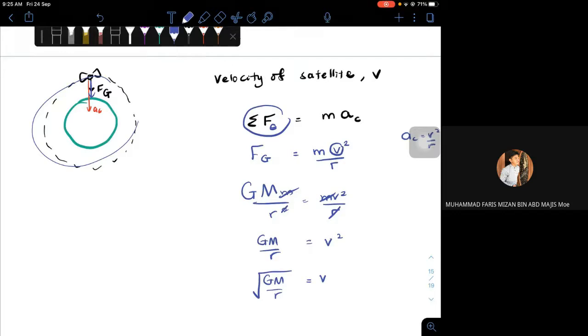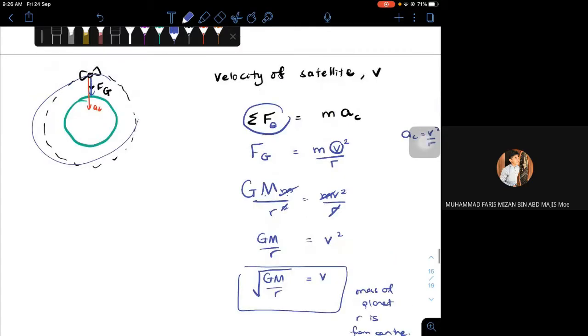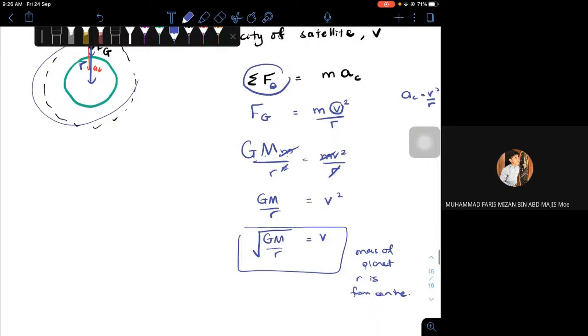Okay, so di mana disebabkan M tu adalah M yang besar kan? Kita ada M besar dengan m kecil. m kecil tu mass of satellite, M besar adalah mass of planet. Okay, and then r is from the center lah. Remember r is always from the center of the planet. This is your r, okay? So that is how you find the velocity of satellite.